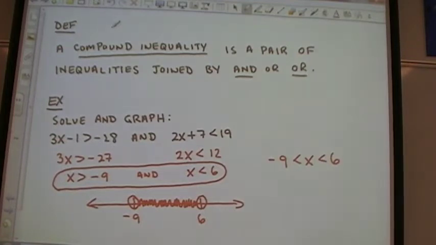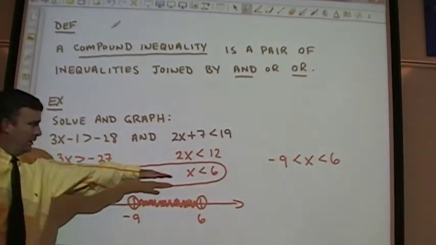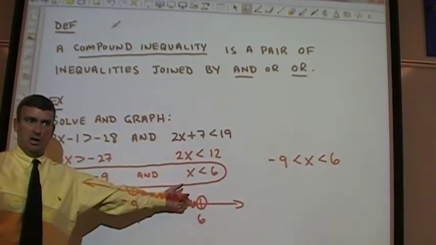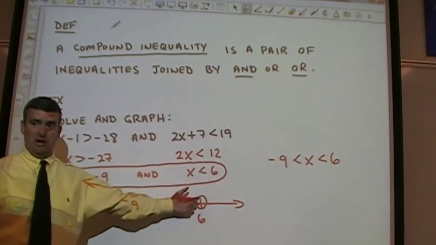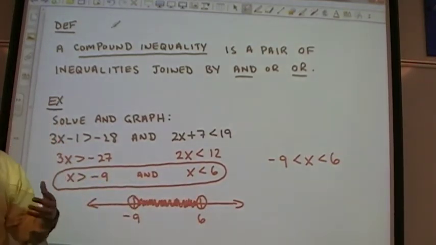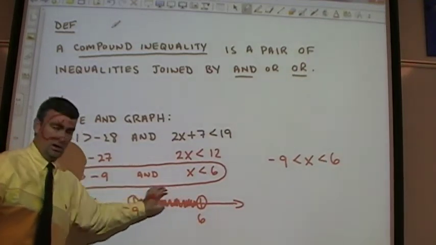Or means it only has to work with one of the two. Alright, so right now, I'm shading to the right of negative 9. Now I'll come over here and graph this, open circle on 6, and I shade to the left because this is x is less than 6. Alright, so which region works for both of them? The one in the middle. So your final answer is here.